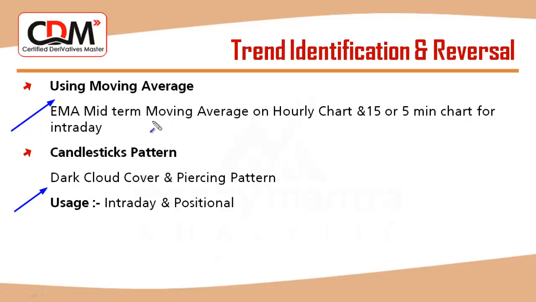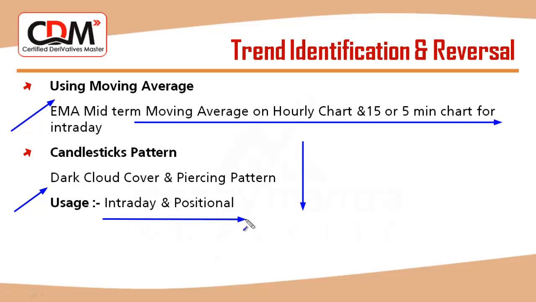In trend identification, we use midterm moving average on 60-minute chart, and 15-minute or 5-minute for intraday, and candlestick, dark cloud cover and piercing pattern. These 2 topics we are going to cover for our trend identification and trend reversal. For intraday trading, if you understand these 2 concepts about moving average and the candlestick pattern, then you are not supposed to learn anything more beyond that, because this is a very highly effective trading tool for our intraday and for the positional.